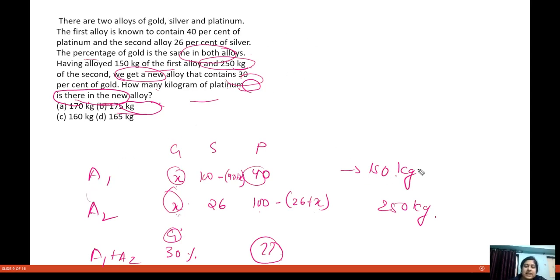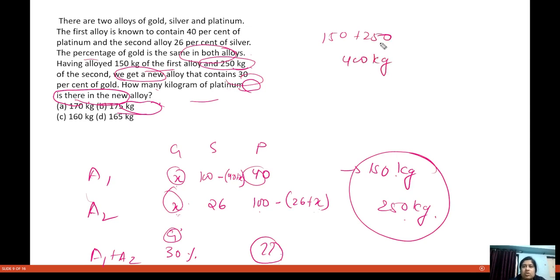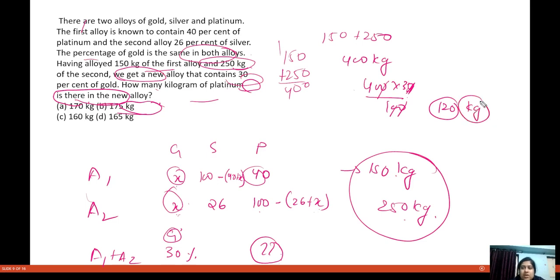Now see, when we are mixing both of these, 150 plus 250, how much are you getting? You are getting 400 kg, and 30% of this is what? 30% of this alloy is gold. So this is coming to be 120 kg. So we are having 120 kg gold.